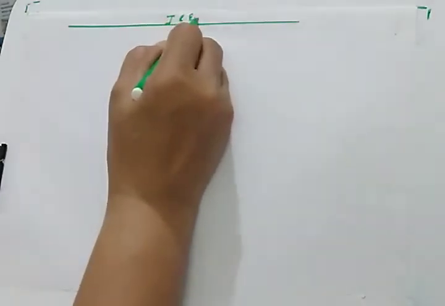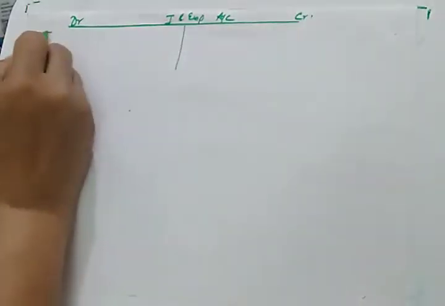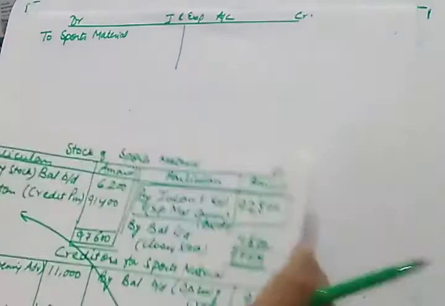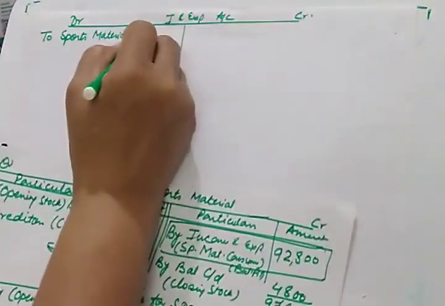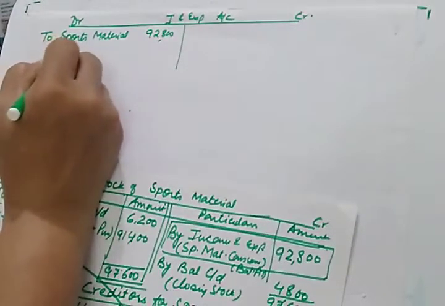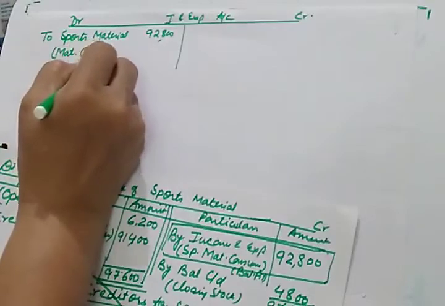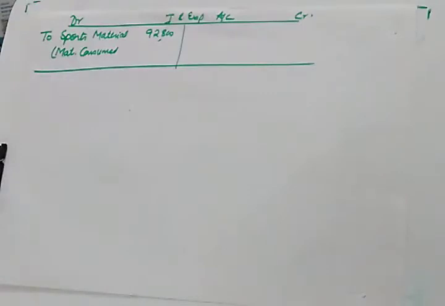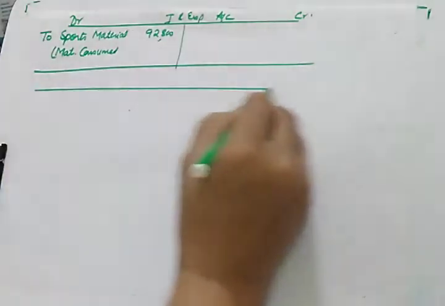In income and expenditure account, you will be writing here to sports material. How much you will be writing? We'll be writing 92,800, and in bracket you can mention material consumed, right? And now let us see what is to be done in the balance sheet, opening balance sheet and closing balance sheet. And this was the detail of the latest year, so I have not put the year, but for balance sheet we'll be showing it year wise.